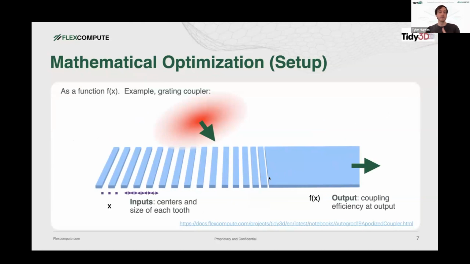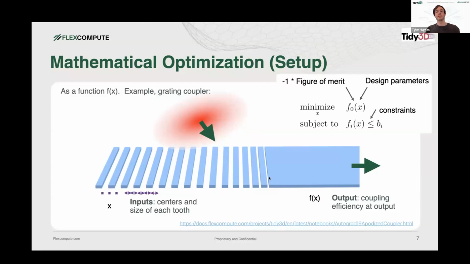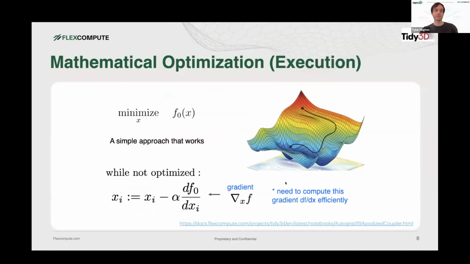So you can imagine that the simulation of this grating coupler defines a function f of x. And then your job in designing a grating coupler is really to maximize f with respect to x. So you can imagine it as a mathematical optimization problem now: find the x that maximizes the coupling efficiency, potentially subject to some constraints. For example, one constraint might be if the grating teeth ever cross, then that's not allowed. So all of inverse design can be framed in this context.